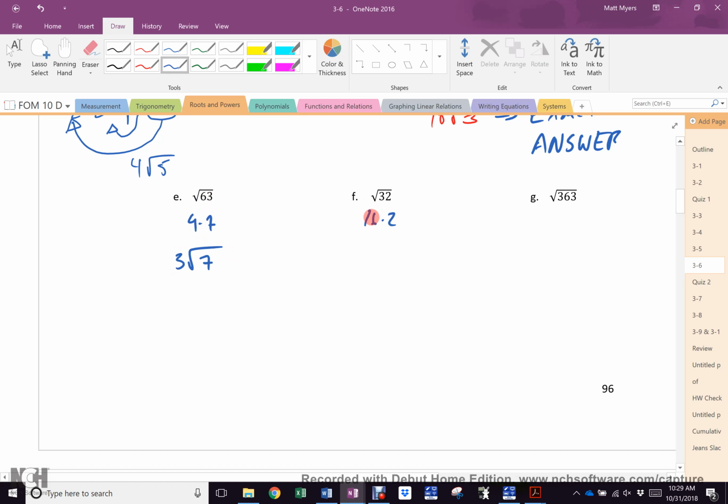32. 16 times 2. What's square root of 16? 4. So what comes out? 4. What did I leave under there? 2. We could do 8 times 4. Okay, now, if you were going to do 8 times 4, Ariana, I should have done that in red because that's the expert way. 4 root 2.